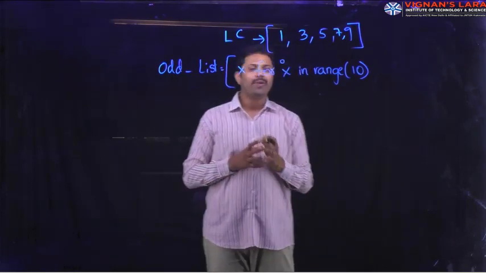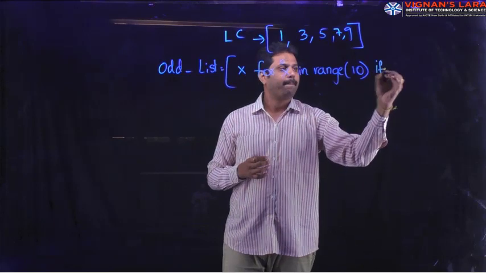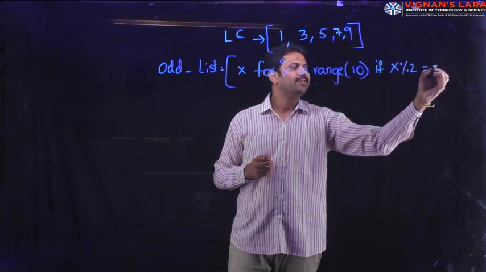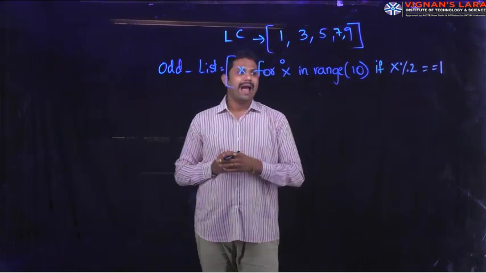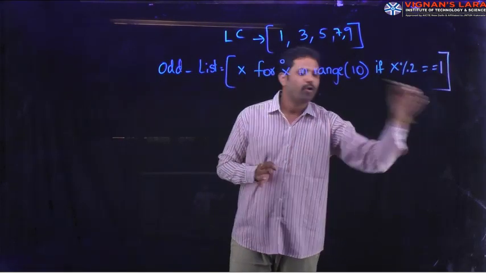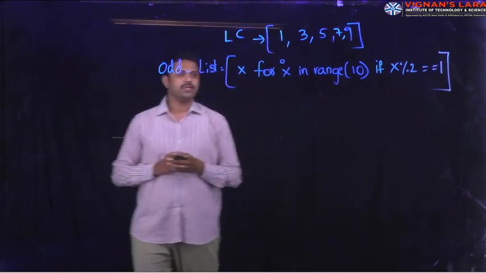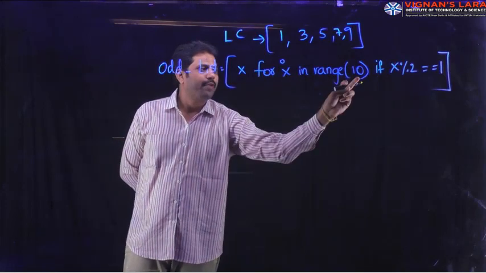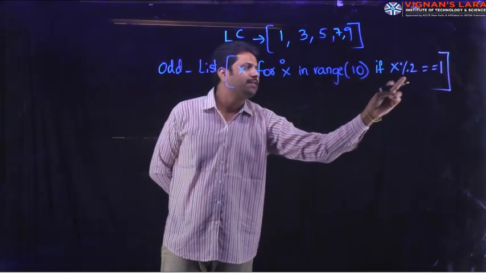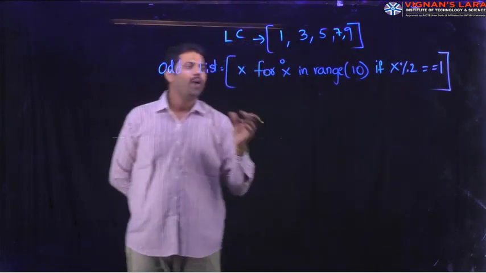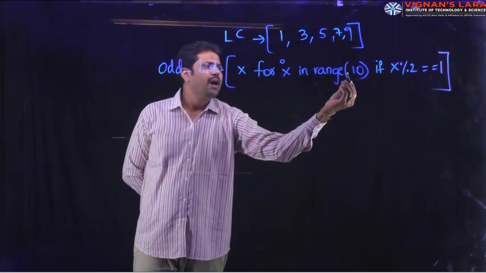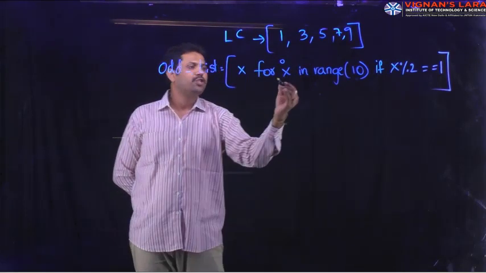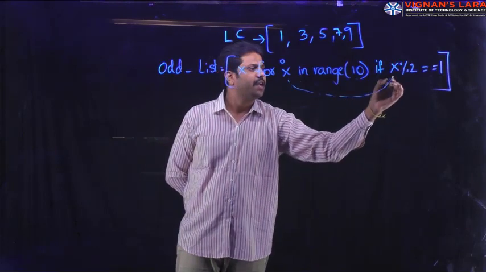You have to write the statement if x mod 2 equals 1. This is the condition I am writing, and then close the list comprehension. Let us see what happened. For x in range of 10, if x mod 2 equals 1, what happened? For the first iteration, what does x contain? x contains 0. This 0 is going to be passed to the if statement.